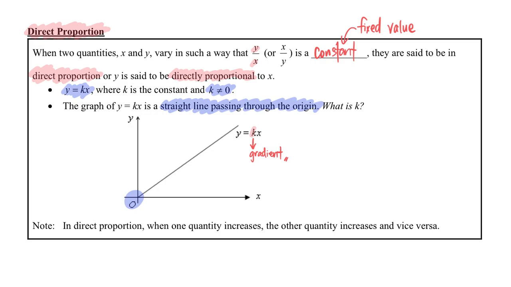Another important thing to take note of before we go to the examples is that in direct proportion, when one quantity, in this case y, increases, the other quantity also increases, so in this case x. They both increase. So let's move on to some examples to illustrate this relationship between the two quantities.